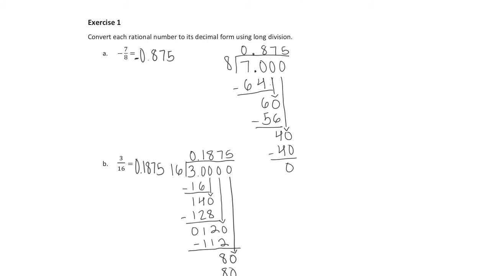For A, your answer should be negative 0.875. Remember, because there was a negative in front of the fraction, you needed to add your negative value at the end after you were done dividing. Then for B, because there was no negative number in front of our fraction, we didn't need to change it back to a negative. It's just positive. Let's go ahead and move on to the next page.